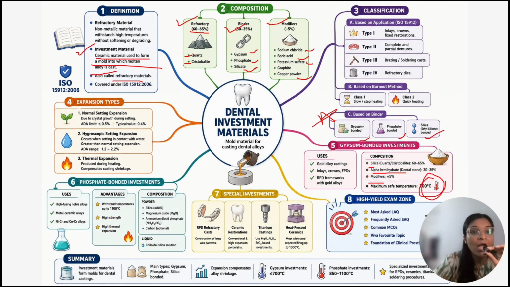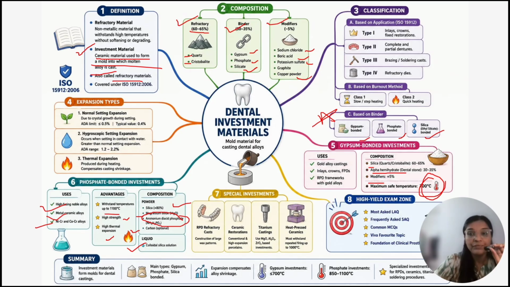Now, the phosphate bonded. Phosphate bonded, the uses were high fusing noble alloys, metal ceramic alloys, nickel chromium, and cobalt chromium alloys. And the advantages were it withstands temperature of up to 1100 degrees centigrade. It has high strength and high thermal expansion. Composition, silica remains the refractory material. Then we have magnesium oxide and ammonium diacid phosphate, which was the binder. And then carbon is optional. In liquid, we have colloidal silica solution.